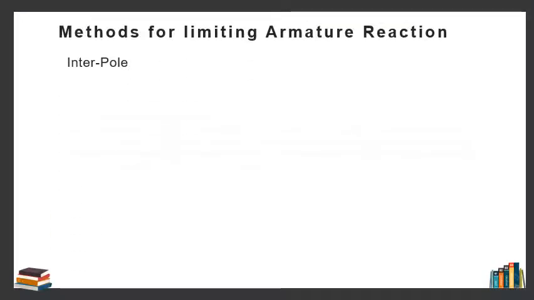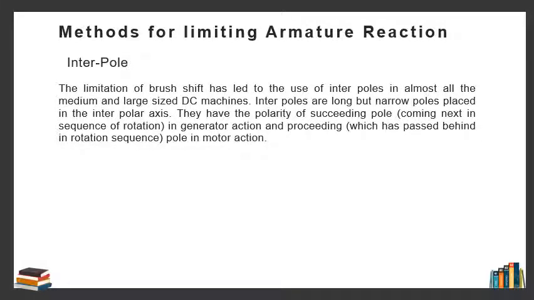Next is interpole. The limitation of the brush shift has led to the use of interpoles in almost all the medium and large size DC machines. Interpoles are long but narrow poles placed in the interpolar axis. They have the polarity of the succeeding poles, meaning the one coming next in the sequence of rotation in a generator action, and of the poles which have passed behind in the rotational sequence in the motor action.